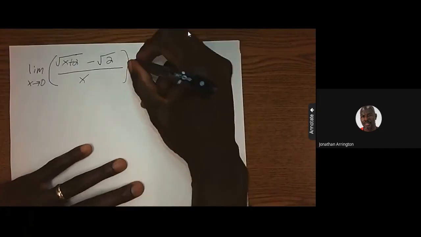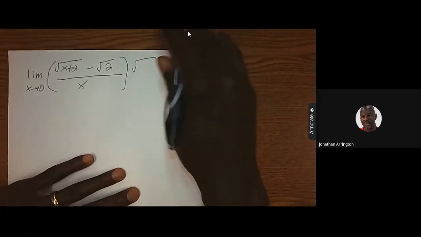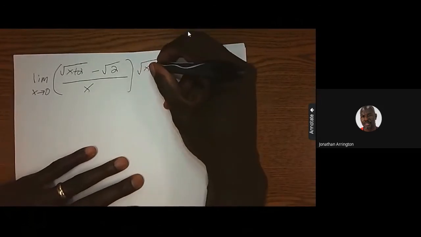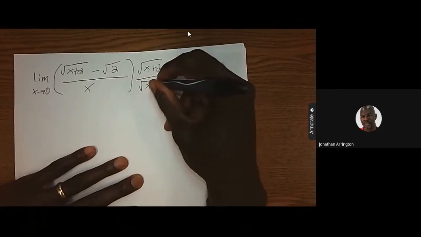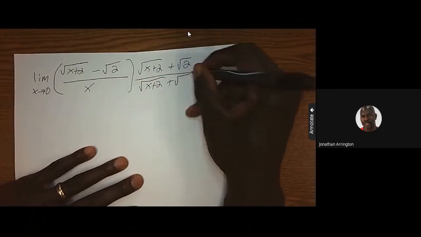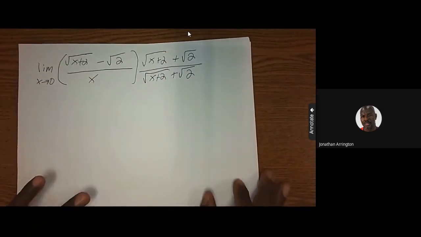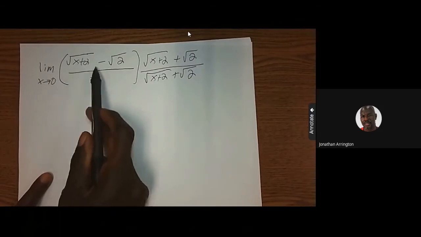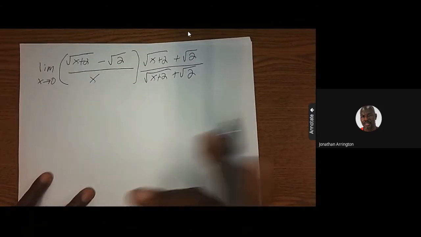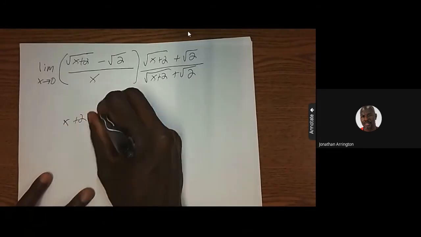So therefore, I'm going to multiply the top and bottom of this function by the square root of x plus 2 plus the square root of 2. And again, that's top and bottom. All right, so what it does on the top is it gives me that a squared minus b squared deal. So that would be x plus 2 minus 2. It's going to be x, but I'll write x plus 2 minus 2 for right now.